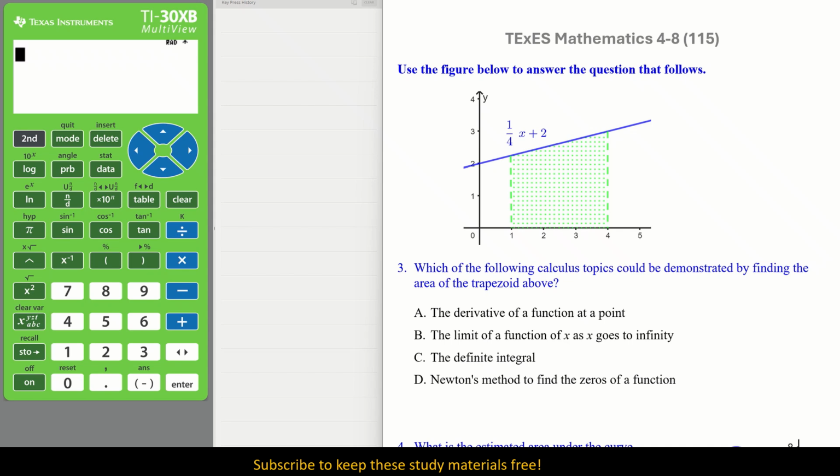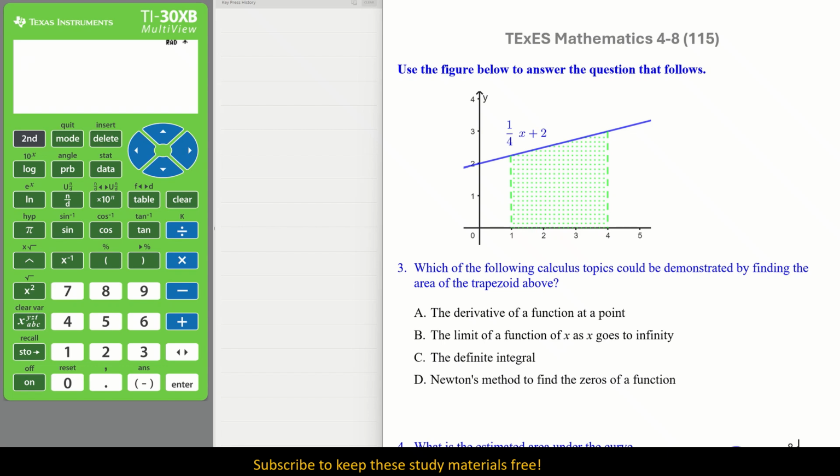Use the figure below to answer the question that follows. Okay, number 3. Which of the following calculus topics could be demonstrated by finding the area of the trapezoid above? Okay, let's take a look at this and think about some of the things we've done in the other videos, okay? And our basic knowledge of calculus, okay? So A says the derivative of a function at a point.